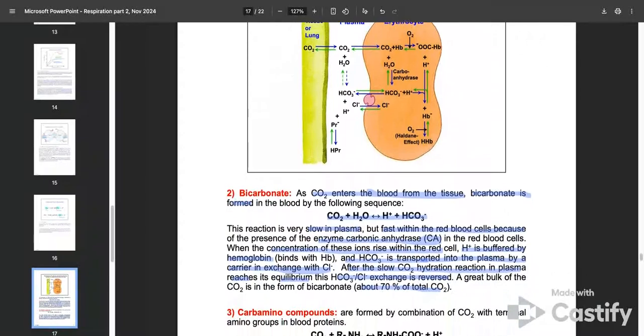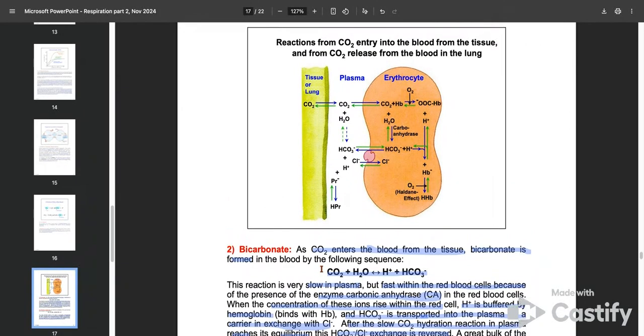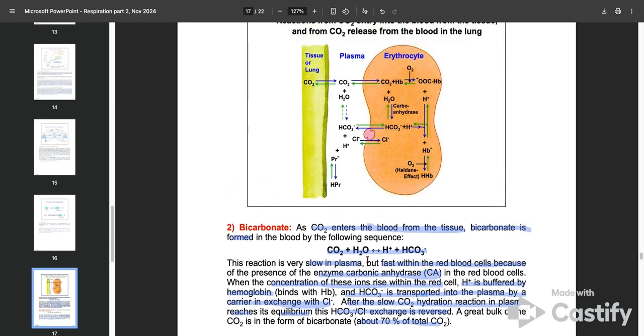Anyways, when it's bicarbonate, how is it bicarbonate? When carbon dioxide wants to enter the blood from the tissue, bicarbonate is formed. How does that happen? Remember, blood from the tissue. In the tissues, we've done our ATP reaction, and we have carbon dioxide. We want to release that carbon dioxide. The carbon dioxide moves from the tissues to the blood, and in the blood, it is converted to bicarbonate. Now, how does that happen? Carbon dioxide with water.